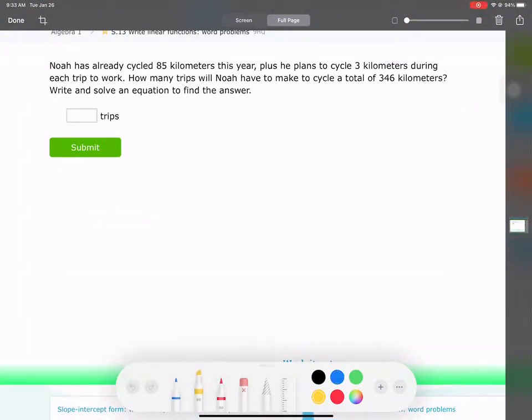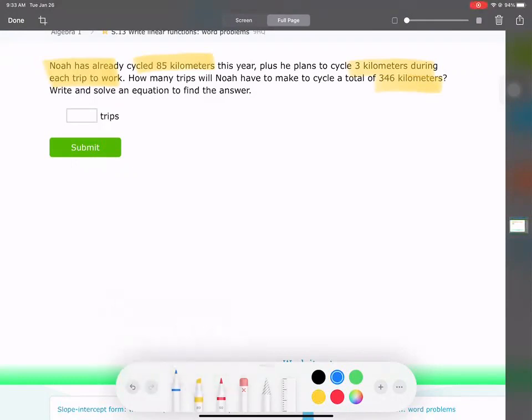Noah has already cycled 85 kilometers for this year. He plans to cycle 3 kilometers per each work trip. Okay, so per each work trip. How many trips will Noah have to make to cycle a total of 346 kilometers? Okay, write and solve the equation to find the answer. Write and solve it. So let's first write the equation.